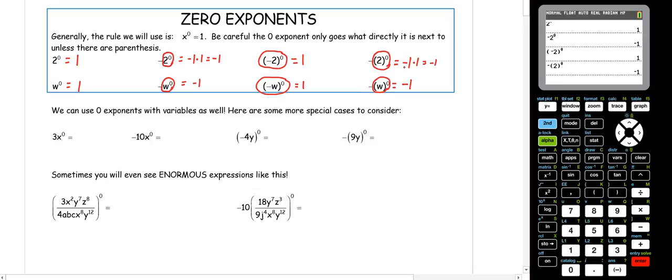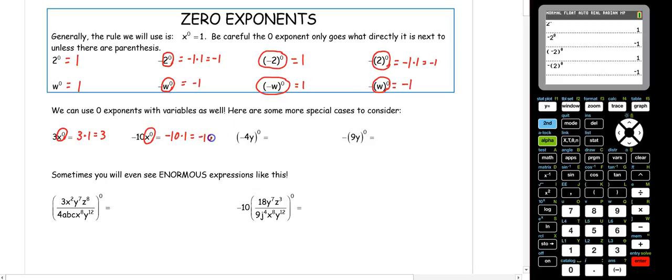Now, a couple of other special cases is that the 0 exponent can also go with variables. So here's some other special cases to consider. In the first one, we have 3x to the 0. The x is only getting the 0 exponent, so it's really 3 times 1, which is 3. Same thing happens with the -10. This is -10 times 1, which is -10.